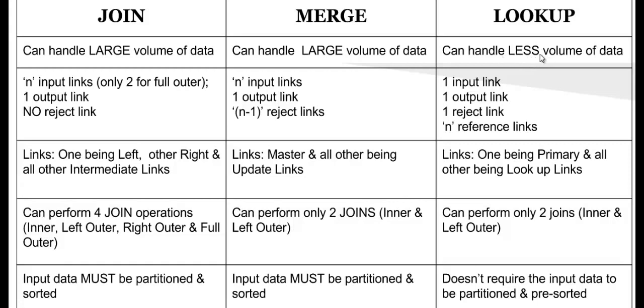This is important because this is another interview question. They say, you say that lookup is only used for a small volume of data, so sometimes people may ask why. The reason is the lookup stage uses its own cache memory, but the cache memory is very limited. So if you want to process large volumes of data with this lookup stage, the cache memory is limited, right?